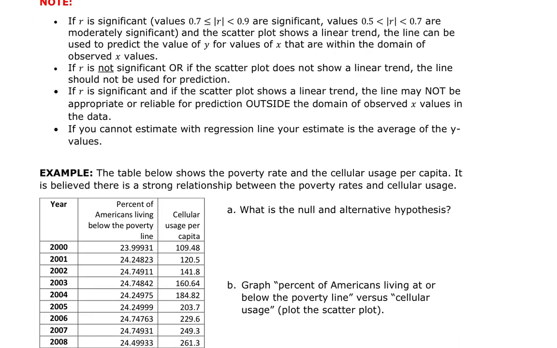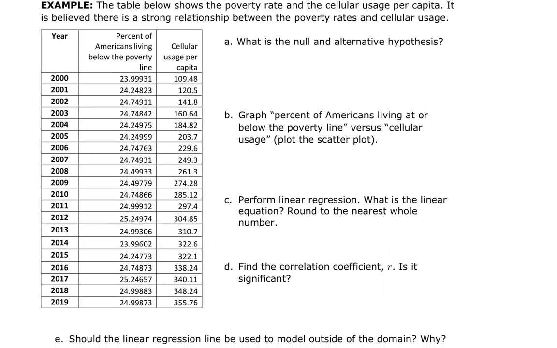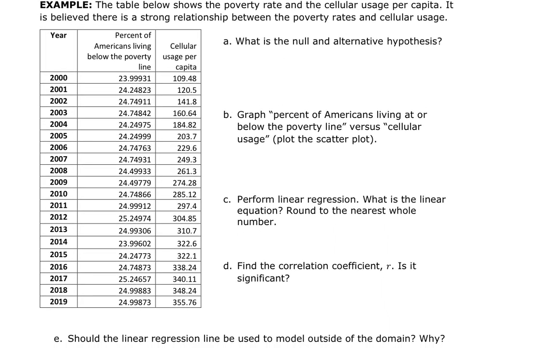Okay, so here is a table. It shows the poverty rate and cellular usage per capita. It is believed there's a strong relationship between poverty rates and cellular usage. Man, I can't seem to say that today. This is from the years 2000 to 2019. This is the percentage of Americans living below the poverty line, and this is the cellular usage per capita.